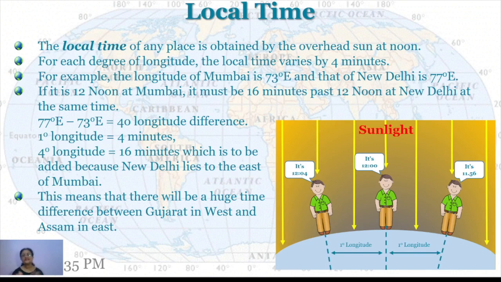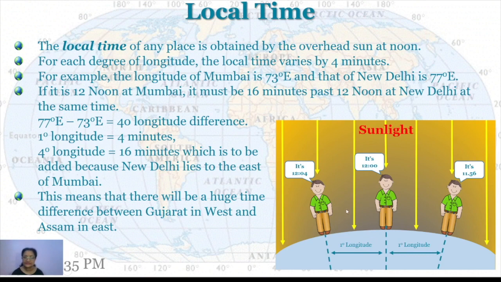Now, the next thing we have to discuss is the local time. What is local time basically? Local time of any place is obtained by the overhead sun at noon time. That means whenever the sun is overhead, the sun rays are falling vertically over that place. That particular moment is called the local time of that place. And for each degree of longitude, there is a variation of 4 minutes in the local time.